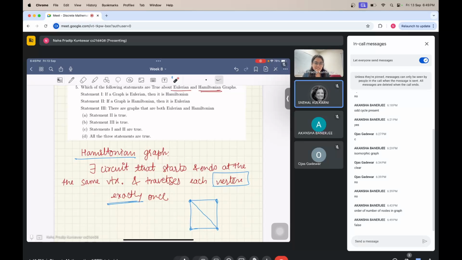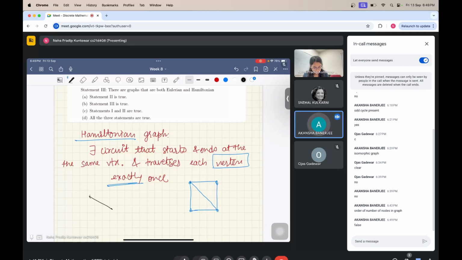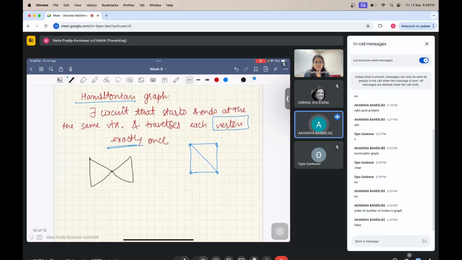So Akansha, why do you think it's false? Do you have a counter example? Ma'am, the graph which looks like a bow tie, that is Eulerian, but it is not Hamiltonian because the middle vertex will have to be visited twice. Exactly. So that is correct. In fact, you can generalize on this: you take any two cycles and connect them at one vertex. So what you're saying is exactly right.